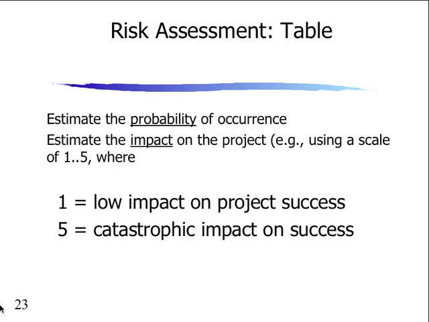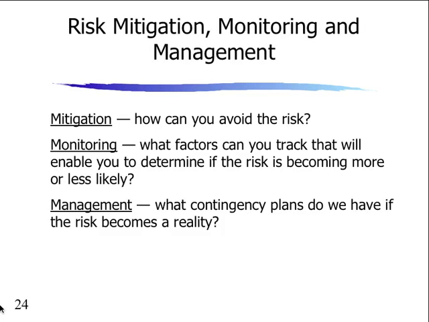And the most common approach to this, which you don't have to do for your project, but it's not a bad idea to know about it, is to come up with a table and list out all of the risks, and then estimate the probability of the occurrence and the impact on the project using some sort of a scale, like number 1 being a low impact, number 5 being a catastrophic impact, like a major problem. And then perform these activities in terms of mitigation planning, monitoring, and then management.